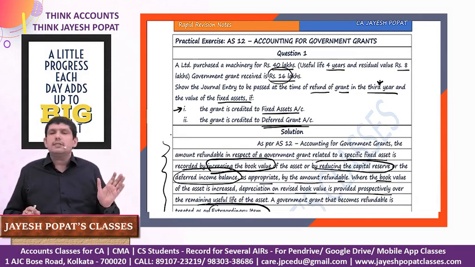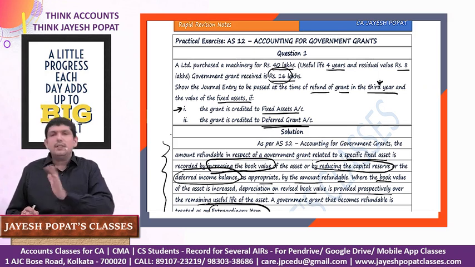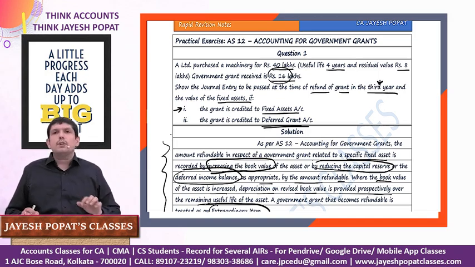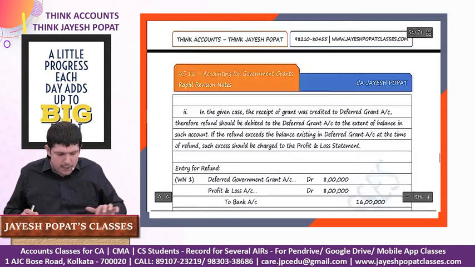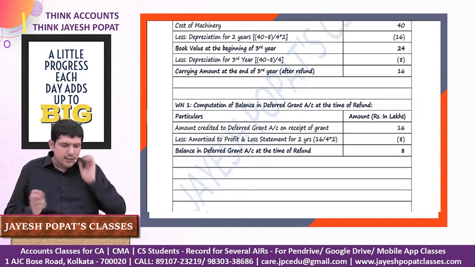So you did not adjust with the value of the asset, right? You took this 16 lakh to your deferred grant account, and in the same manner you provided depreciation. You credited some portion from the deferred grant account to the PL. So we'll see how do we deal with this. See, first we'll look at the balance in the deferred grant.